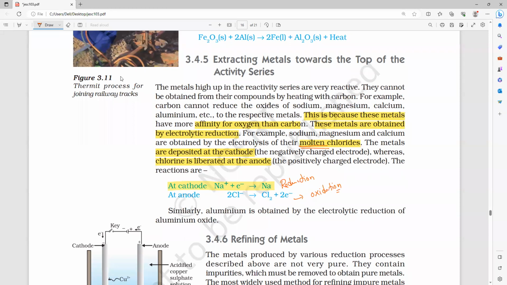So please write it. If electrolysis of aqueous sodium chloride is carried out, very important CBQ: why can't we take aqueous chlorides for extracting calcium, potassium, sodium, aluminum and all? Because they will react highly with the water, so we will never obtain the pure metal. That is the reason. Okay, guys, so write it.